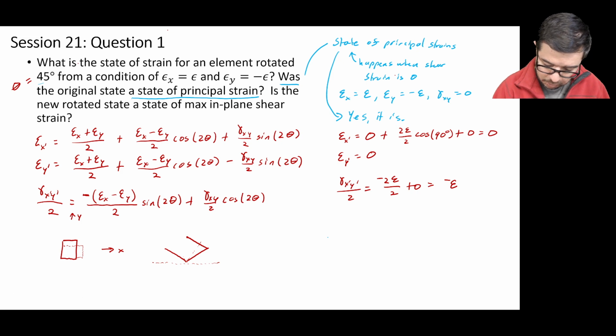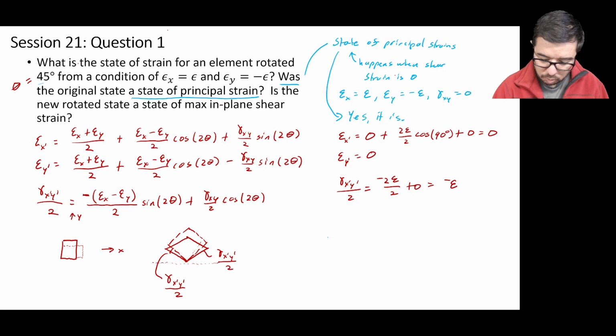Let's just say this is going to be the original element. Maybe it's a little weird to draw the original element dashed and the new element solid, but that's more of a square, and this one has been expanded out like this. So this angle in here is gamma x'y' over 2, and that's the gamma x'y' over 2 on this side. That is what we're saying is equal to minus epsilon.